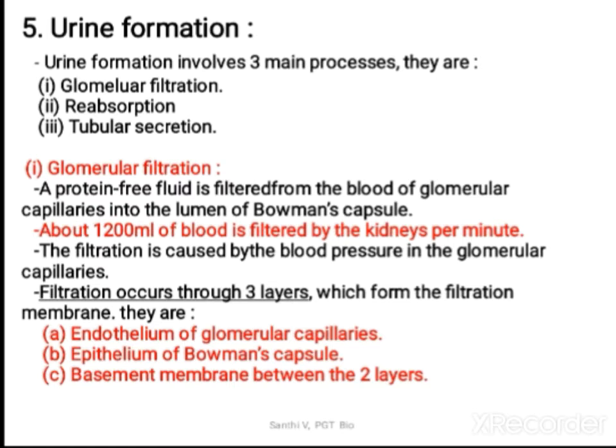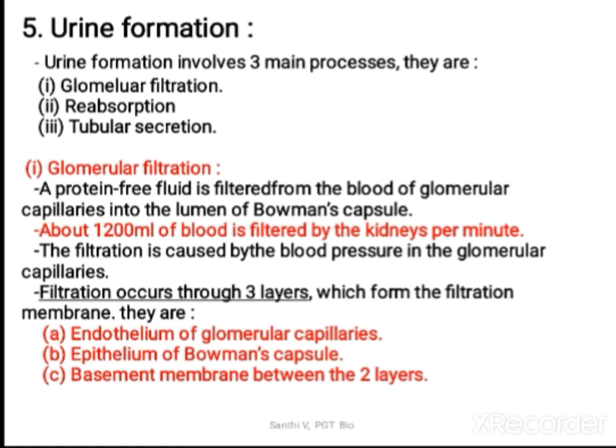During glomerular filtration, a protein-free fluid is filtered from the blood of glomerular capillaries. So why can proteins not be filtered? Because they are macromolecules, that's why they cannot come out of the capillaries. About 1200 ml of blood is filtered by the kidneys per minute. The filtration is caused by the blood pressure in the glomerular capillaries.